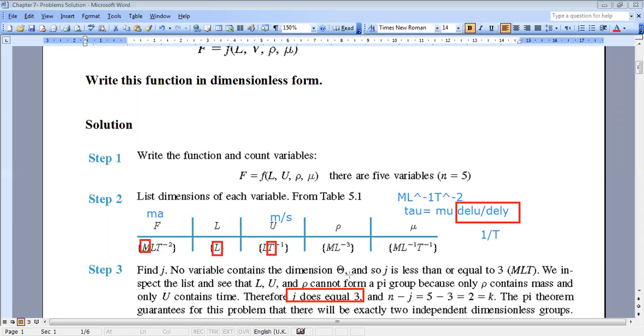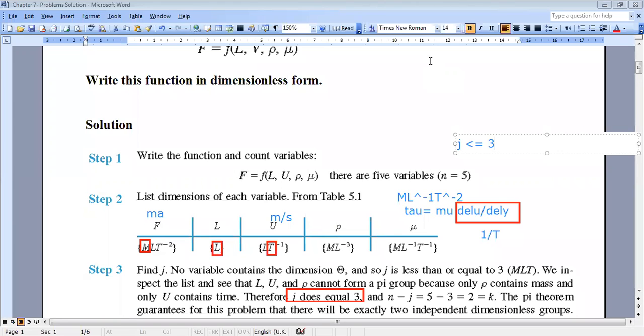So here we always say that j can be smaller or equal to 3. Here the number of independent variables M, L, T is 3, so we say that j is smaller or equal to 3. Why smaller or equal, you will understand in the next problem. How do we make sure if it's equal to 3 or less than 3? You should try to choose 3 variables that cannot form a group. What do I mean by they cannot form a group? If you combine them in any way, you cannot get a dimensionless group.